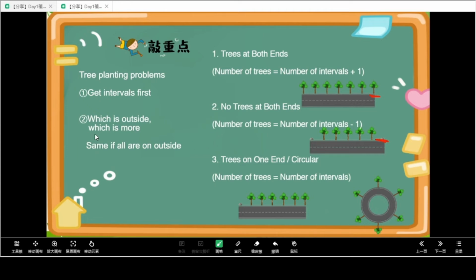And it will be the same if all are on the outside. That is this condition: trees on one end or circular, because no one is left behind. Okay, and do we need to remember this? This seems so complicated. Actually, you can just remember these two processes and draw a simple diagram to determine which question type it is, so you can do the question quickly. And let's see if you have understood.